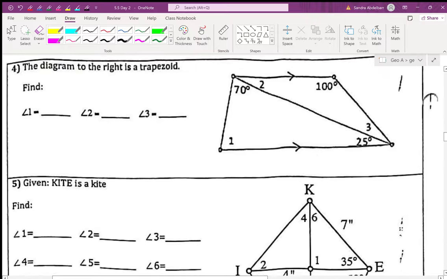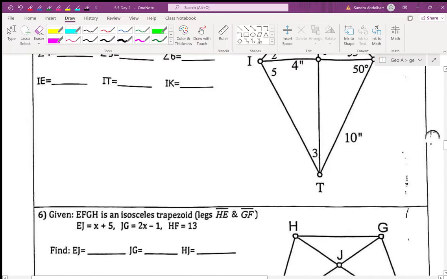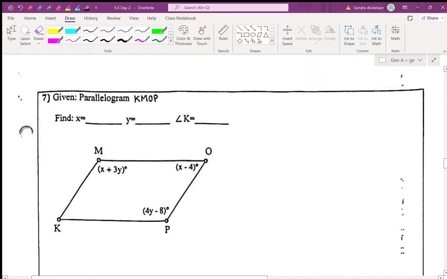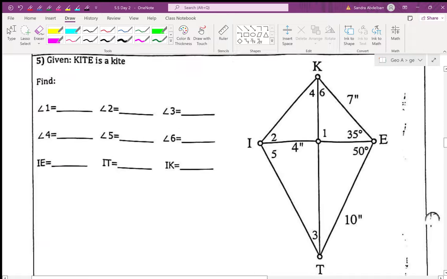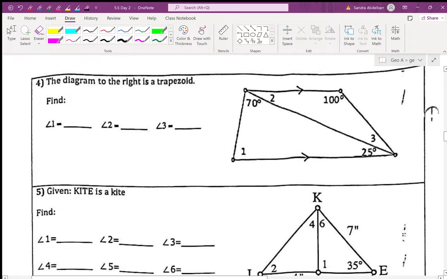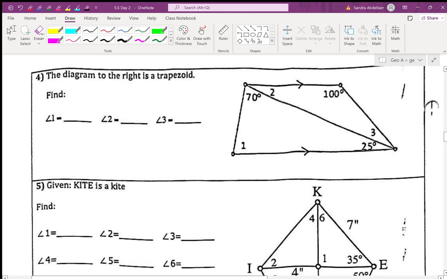Let's go to a trapezoid. All right, trapezoid is nice. Why is a trapezoid nice? Because a trapezoid only has one property. The one property is that the bases are parallel. I've already marked the parallel bases. So how are we going to do this?